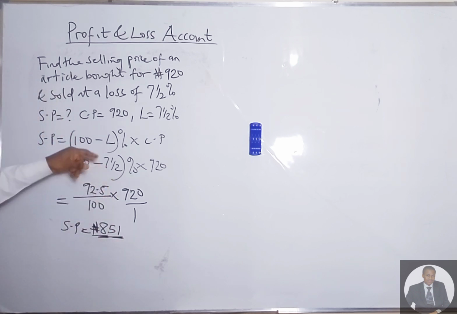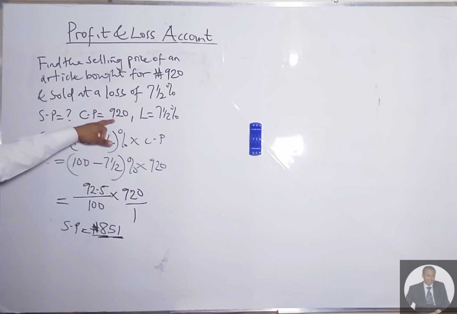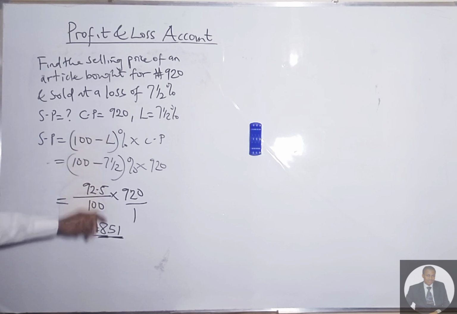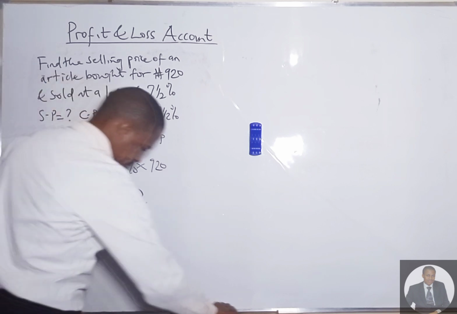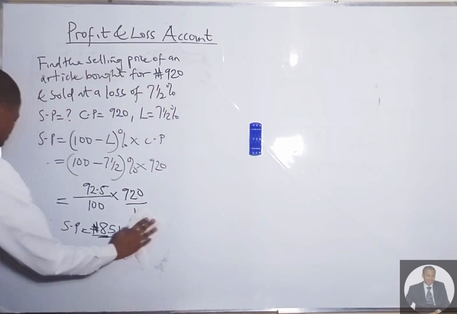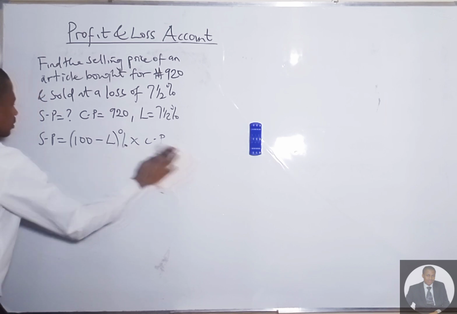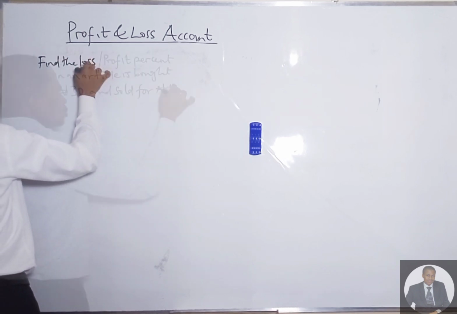He made a loss of 7.5%. So he sold it for less than the amount he bought it. 851 naira becomes the answer. The loss naira.